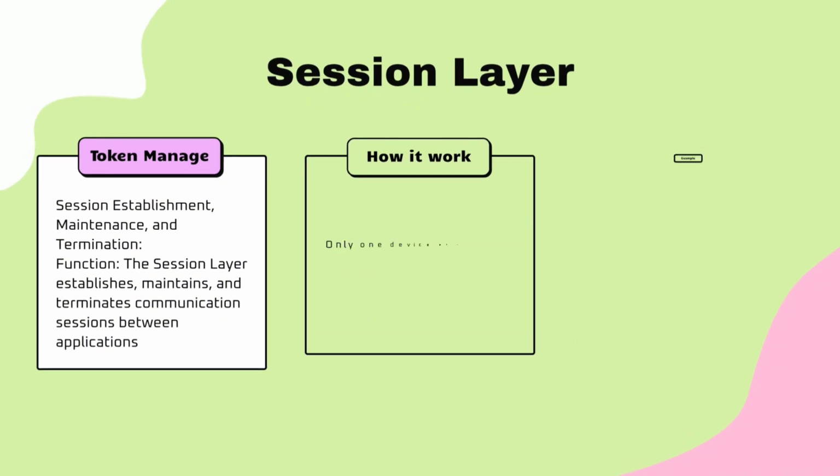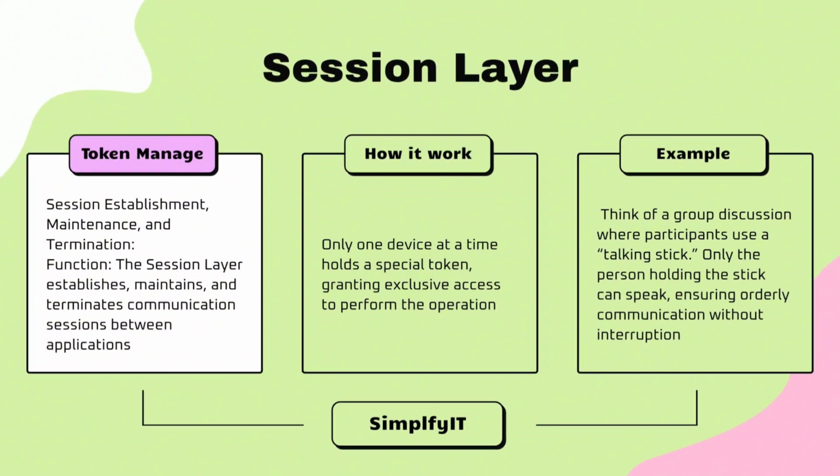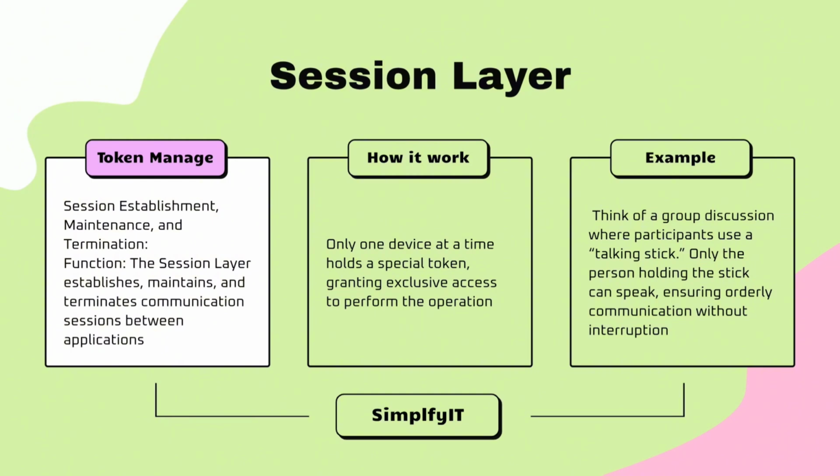Token management. Function: token management prevents multiple devices from simultaneously attempting the same critical operation. How it works: only one device at a time holds a special token, granting exclusive access to perform the operation. Example: think of a group discussion where participants use a talking stick. Only the person holding the stick can speak, ensuring orderly communication without interruptions.